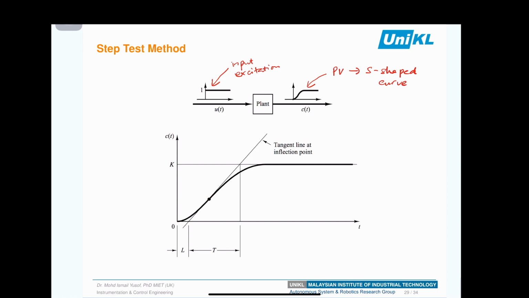From the crossing between the tangent line and the time axis, we can get T0, and the crossing between the tangent line and the steady state output, we can get T1. The time difference between T0 and T1 is called the time constant tau, and the time from the initial change at the input excitation to T0 is called the time lag or time delay, denoted by theta or Td.